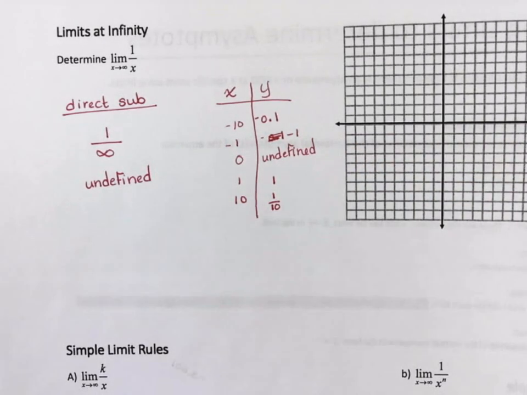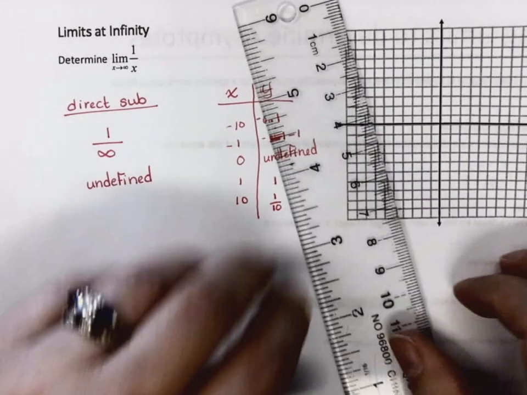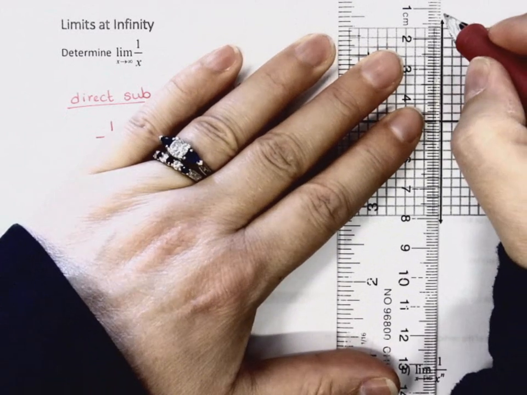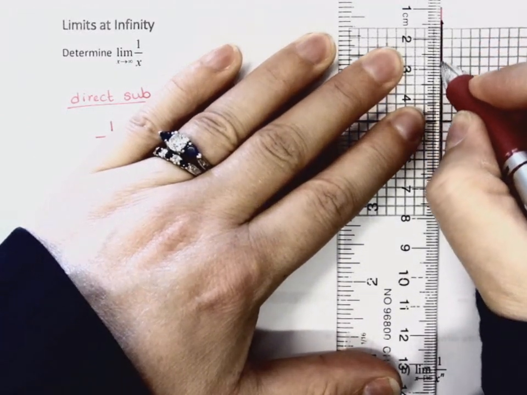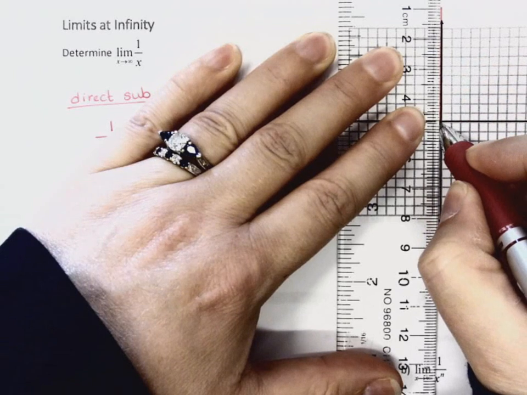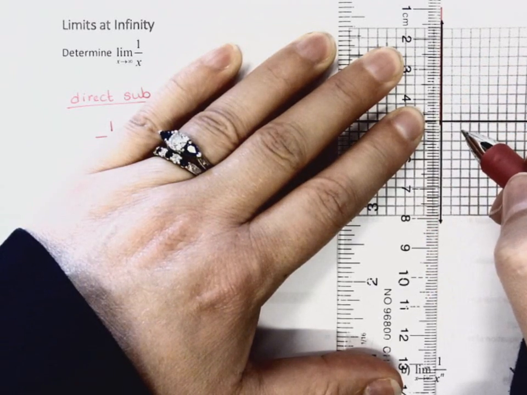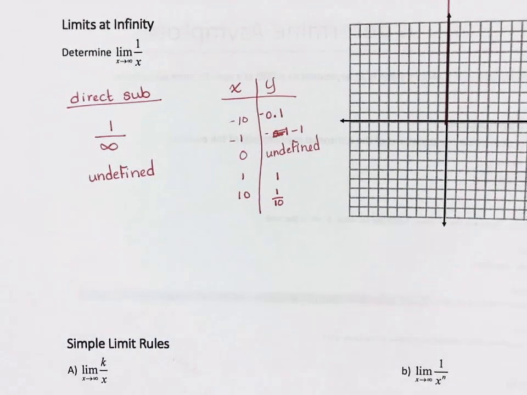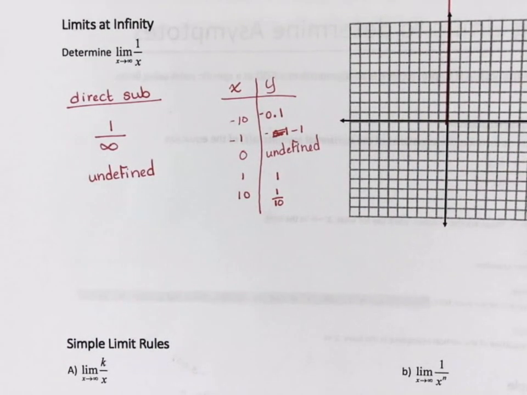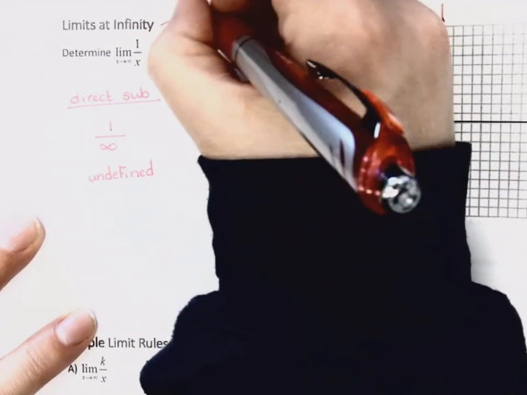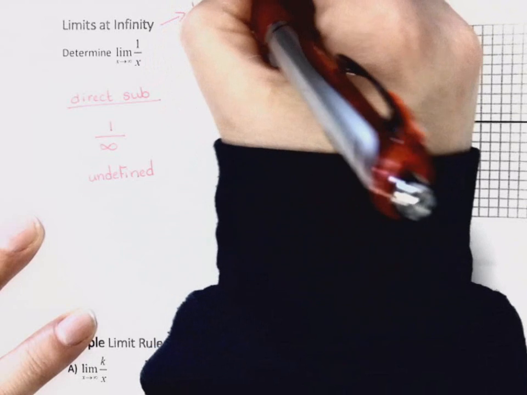Do you get a B? No. Okay, this is what I should tell you, and this is what I didn't tell you. When we're looking at limits to infinity, we're looking at horizontal asymptotes.